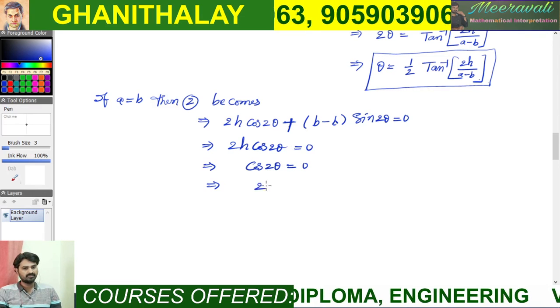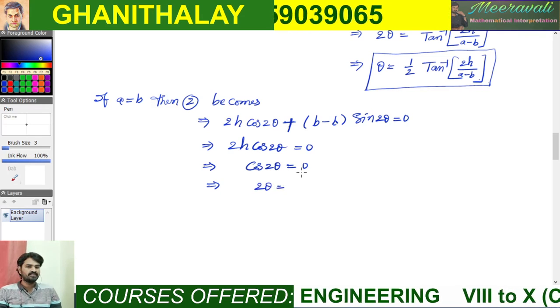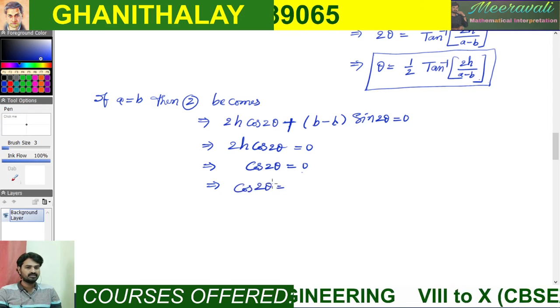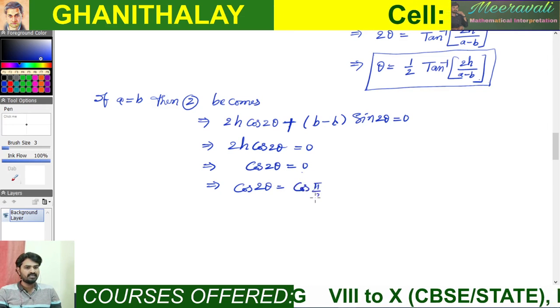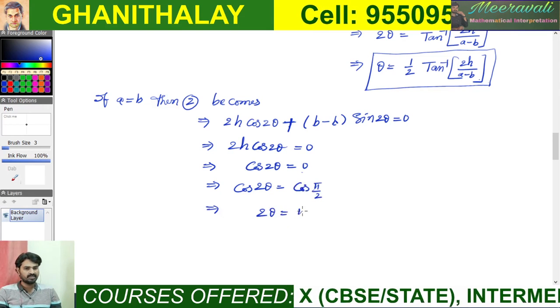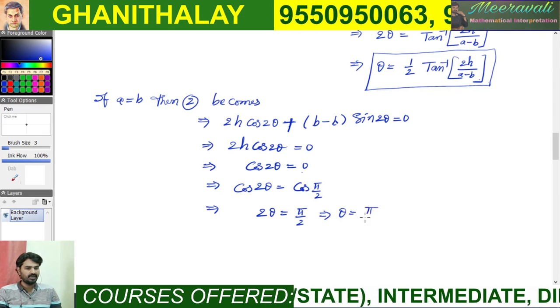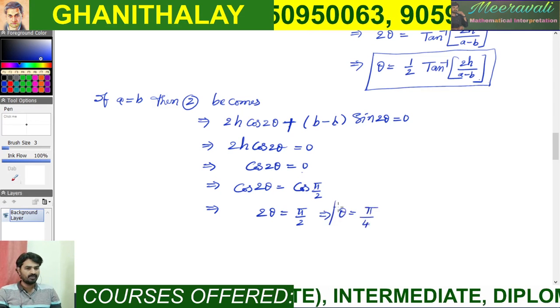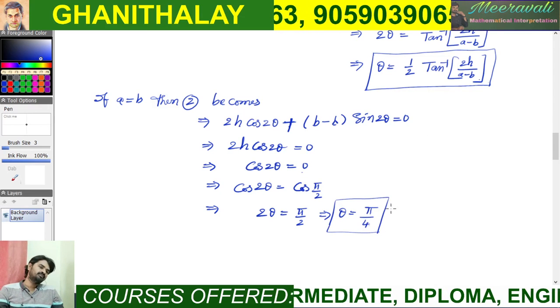So cos 2 theta is equal to 0, hence cos 2 theta is equal to cos 90 degrees, which becomes 0. Now cos cancels, 2 theta is equal to pi by 2, hence theta is equal to pi by 2 into 2, which will be pi by 4. Okay, this is the answer.